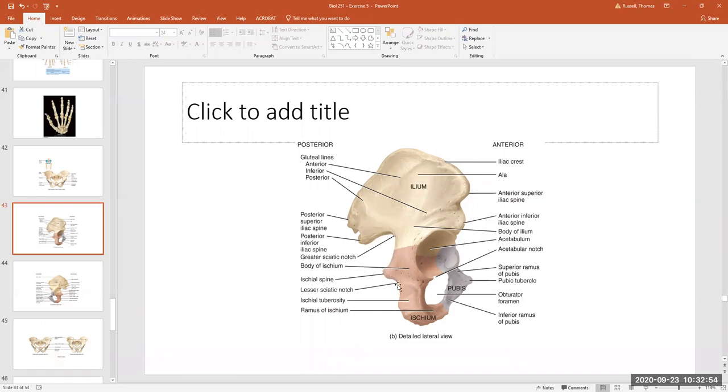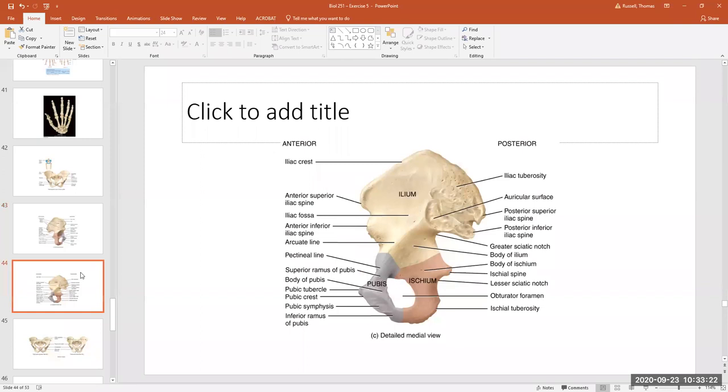The one below the ischial spine, that little indentation right there, is called the lesser sciatic notch because it's smaller. Oh, and we ought to know this opening, by the way. An opening through a bone is called a foramen. And this opening is called the obturator foramen. The hole that you see right there is called the obturator foramen.